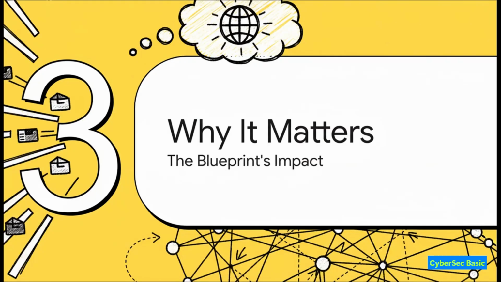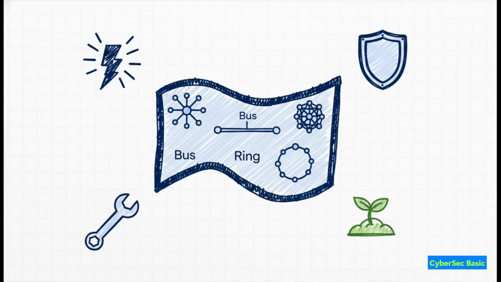Okay, so we've looked at all these different designs, from simple straight lines to these super complex webs. But let's zoom out for a second and ask the really big question here. Why does any of this actually matter? It matters because the topology, well, it's kind of everything. It's the foundational blueprint that determines a network's speed, its reliability, how easy it is to manage, and how well it can grow in the future.